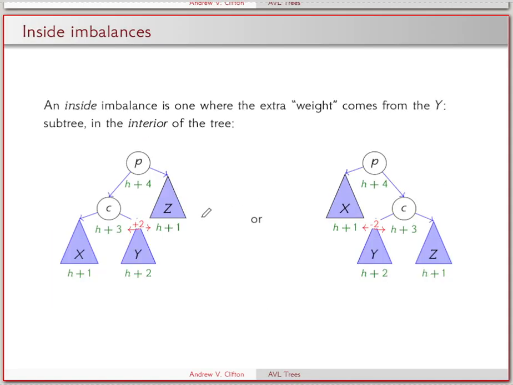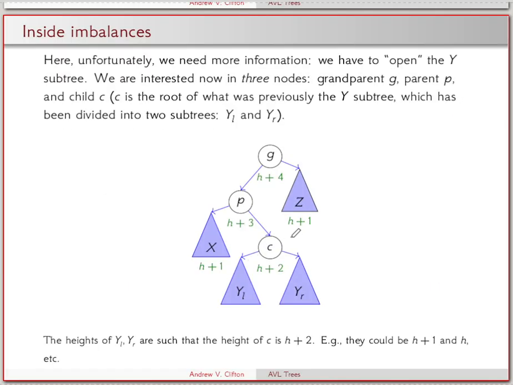Inside imbalances are ones where the extra weight comes from the Y subtree, the interior part of the tree here, like that. So our tree is too heavy in the middle rather than being too heavy on the outside. Here we need a little bit more information. We have to drill down into the Y subtree. So now we're interested in a grandparent, a parent, and a child here. C is the root of what used to be the Y tree, and we're going to break that Y tree into Y left and Y right here. So we have this kind of arrangement down here.